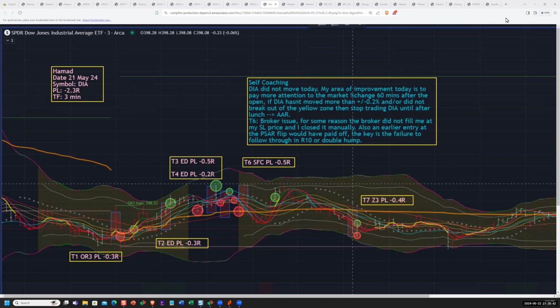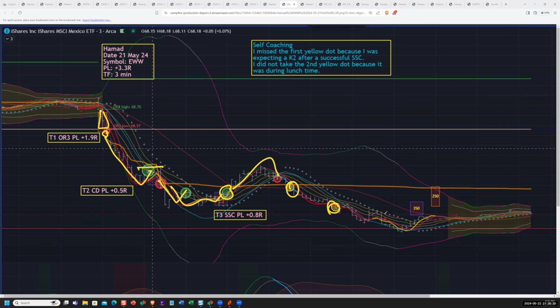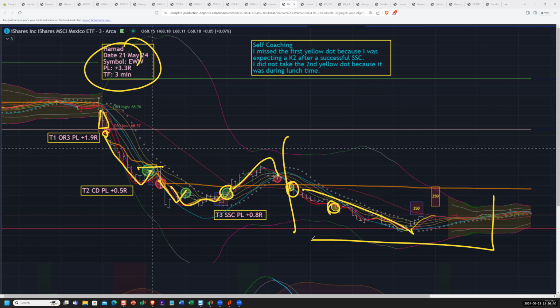Gets 3.3 in EWW. And again, he's large when he's aligned with the market. OR3 smashes it short, cash, re-enter, cash, double bottom, SSC, cash. There's your short. There's your short. So that's 3.3 and doesn't even get that chunk. But we don't have to be perfect.